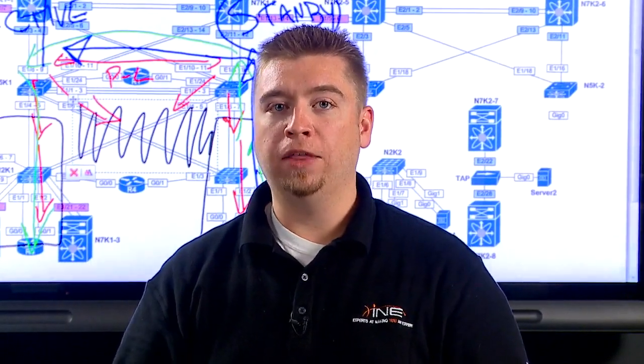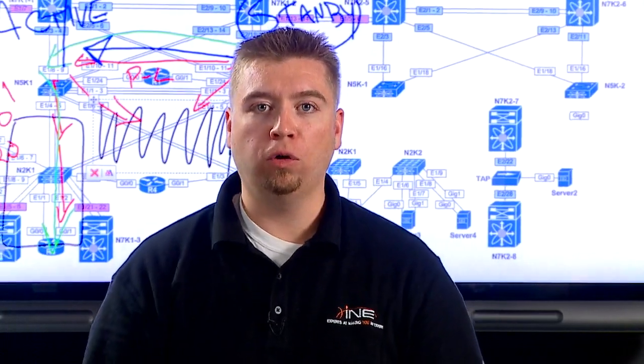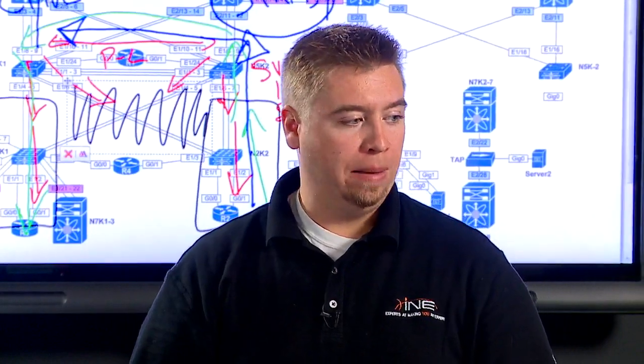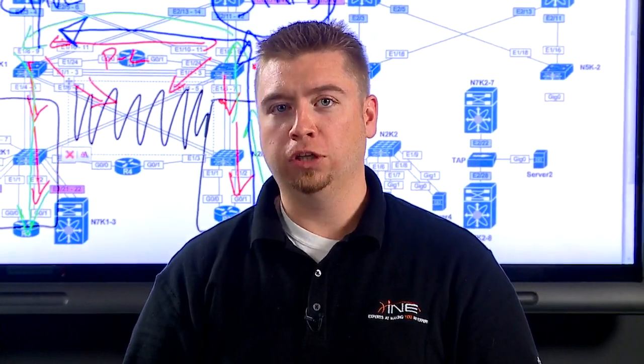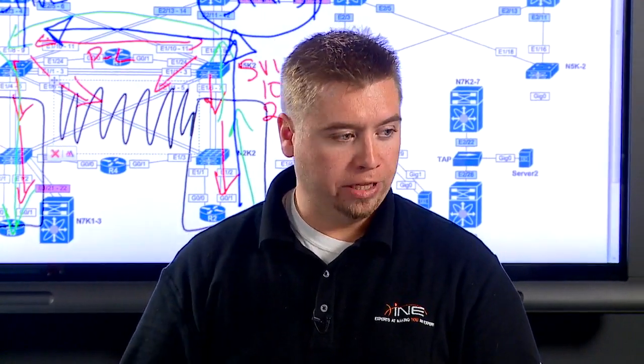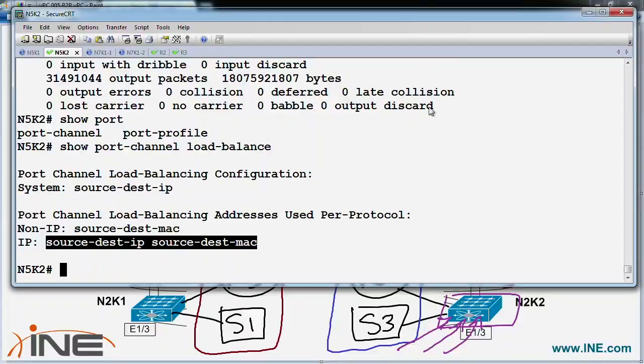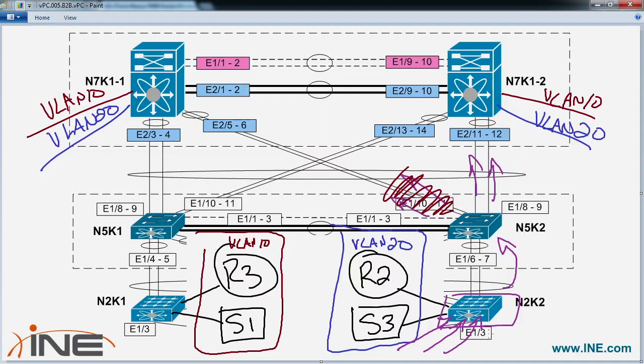If I did not want that to happen, I could say include the layer 4 port information, then we would see a more equal distribution of the traffic. Okay, but for this example, it doesn't really matter which physical links that it's using. Okay, the only thing that I really care about now is that it is using that link that's going up towards 7K2.